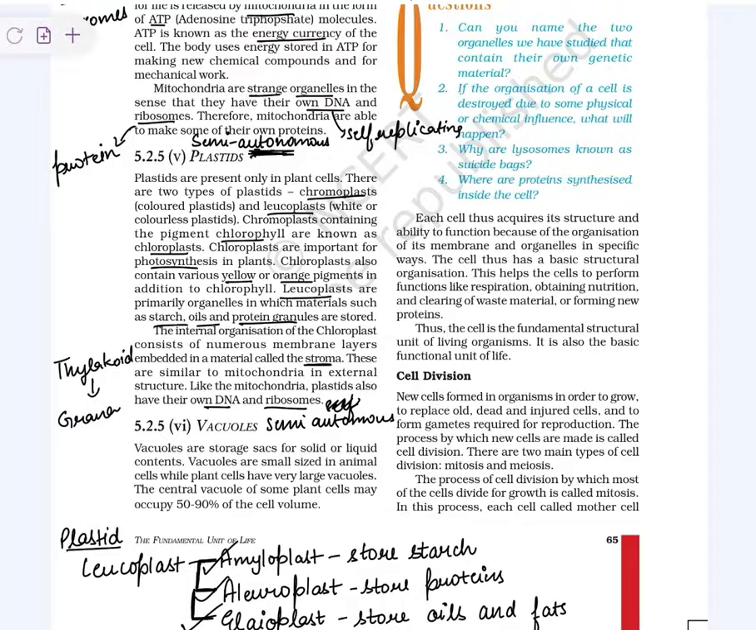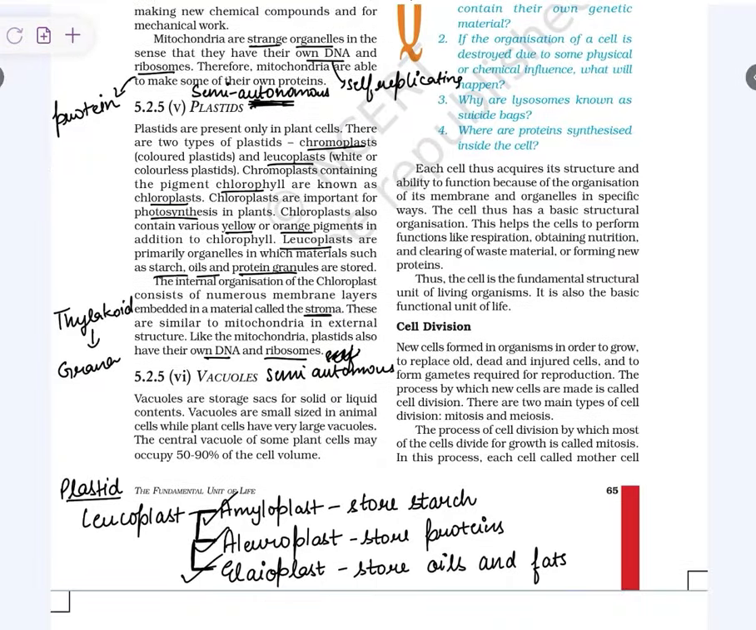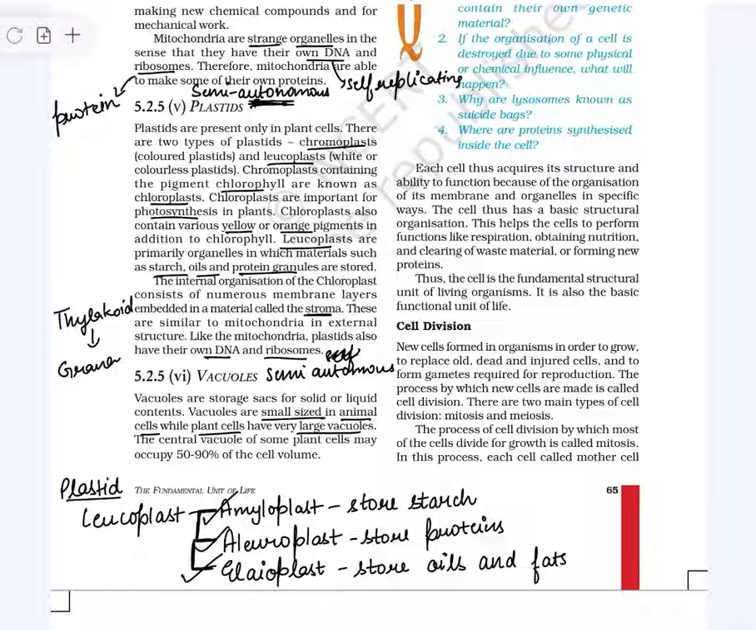So it's the basic structure of the chloroplast. Now the next is vacuoles. Vacuoles are storage sacs for solid or liquid content. Vacuoles are small sized in animal cells, while in plant cells there are large vacuoles. तो वैक्यूल्स जनरली प्लांट सेल्स और एनिमल सेल्स दोनों में मिलते हैं, बट प्लांट सेल्स में इनका साइज़ बड़ा होता है और एनिमल सेल्स में इनका साइज़ छोटा होता है. तो एनिमल सेल्स में इनका साइज़ छोटा होता है तो इनका नंबर भी ज़्यादा होता है, और प्लांट सेल्स में इनका साइज़ बड़ा होता है तो इनका नंबर भी कम होता है.